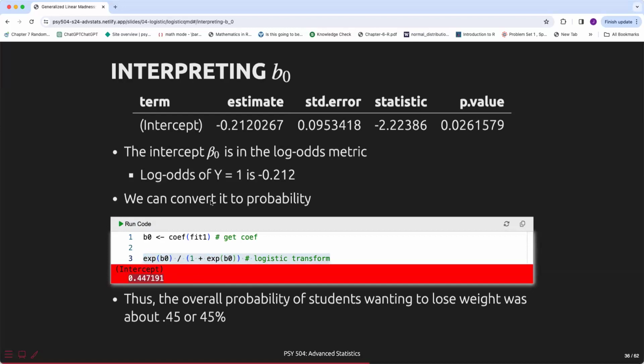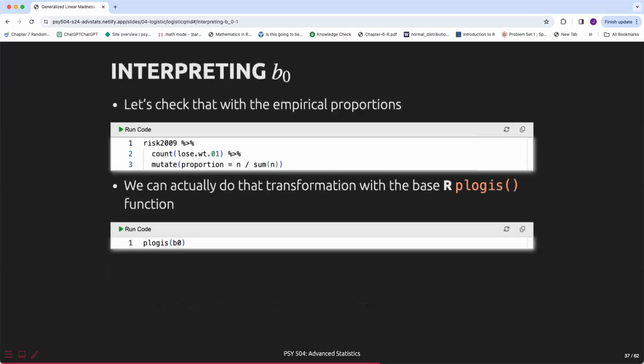So how we can interpret this intercept value is that the overall probability of students wanting to lose weight is about 45% in our data set. If you're not convinced, we can actually calculate this with our data set.